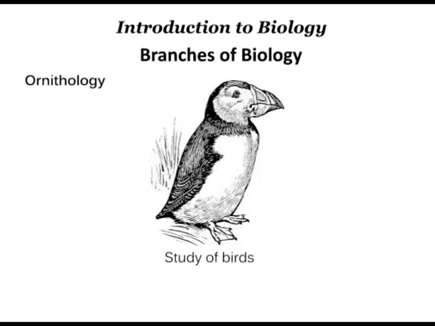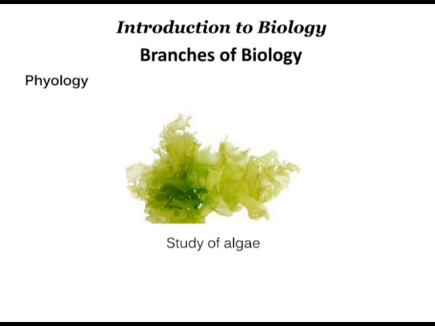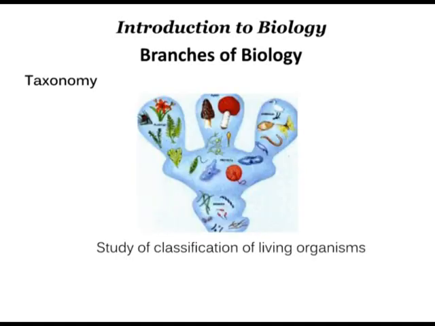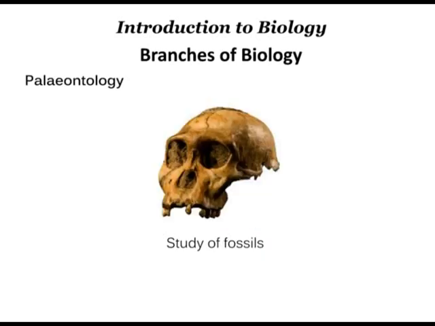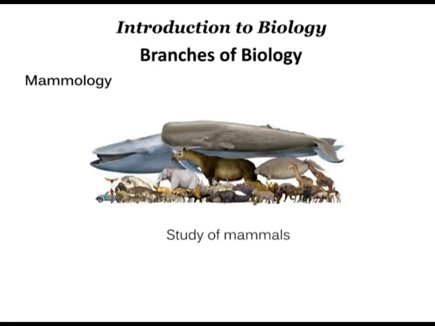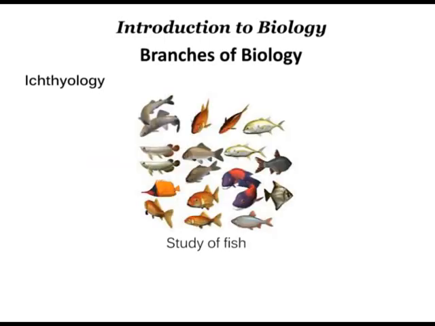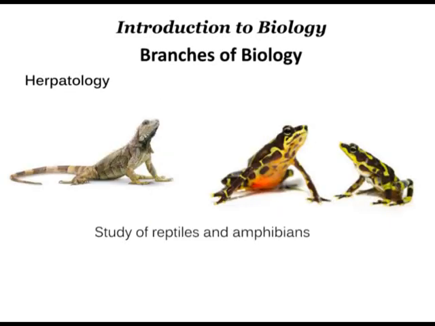Ornithology is the study of birds. Phylogeny is the study of algae. Taxonomy is the study of classification of living organisms. Paleontology is the study of fossils. Mammalogy is the study of mammals. Ichthyology is the study of fish. Herpetology is the study of reptiles and amphibians.